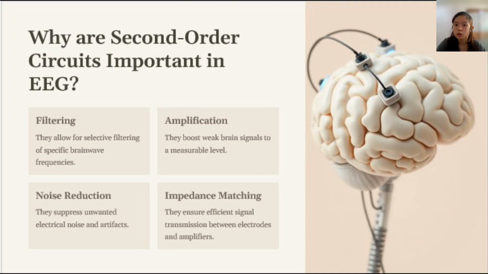For instance, let's consider that we want to isolate alpha waves from an EEG signal. A second-order bandpass filter designed for this range will allow alpha waves to pass while significantly attenuating both lower frequencies like delta waves and higher frequencies like beta waves, and even noise like power line interference. This ensures that the brain's electrical activity of interest is captured accurately.